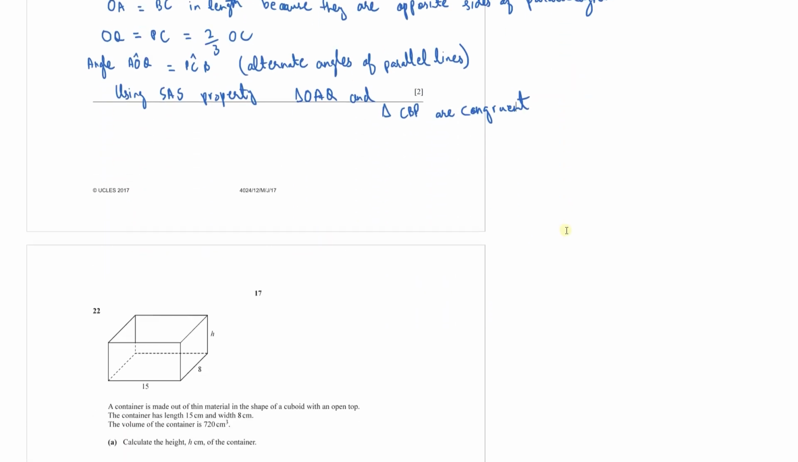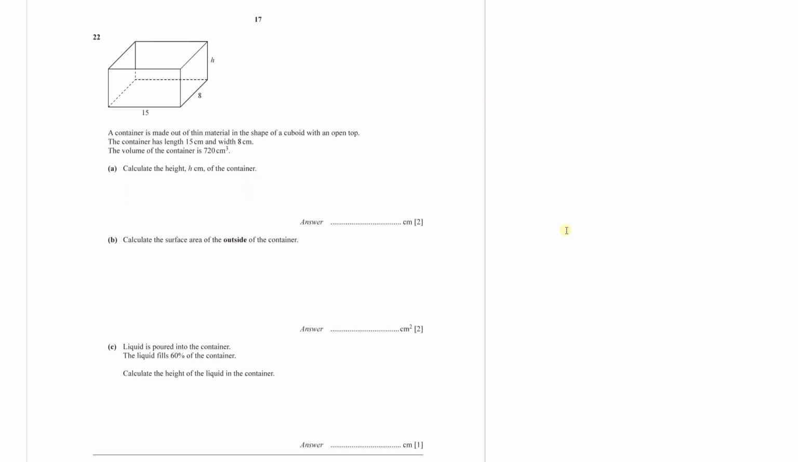So let's move on to the next question. So question 22 is, a container is made out of thin material in the shape of a cuboid with an open top. The container has length 15, width 8 centimeter. The volume of the container is 720 centimeter cube. Calculate the height h centimeter of the container. So we know that volume is equals to length into width.